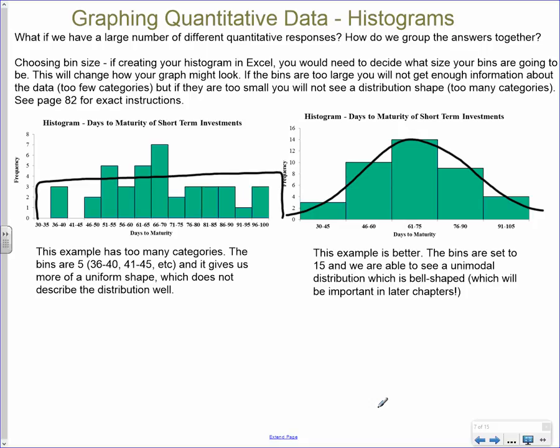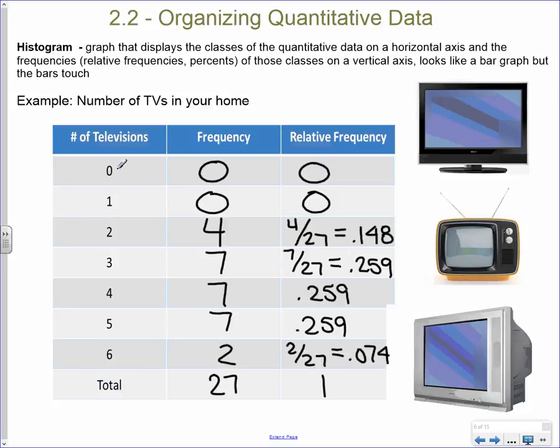Now what this is for is just showing you what to do if you have a large number of different quantitative responses. Like here, our only possibilities were 0 to 6. After that, nobody had more than 6 TVs. That's not that many groups.